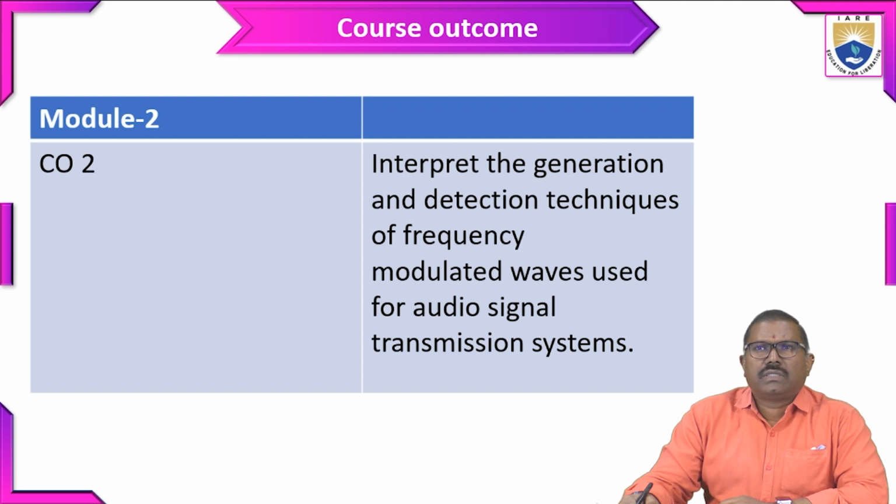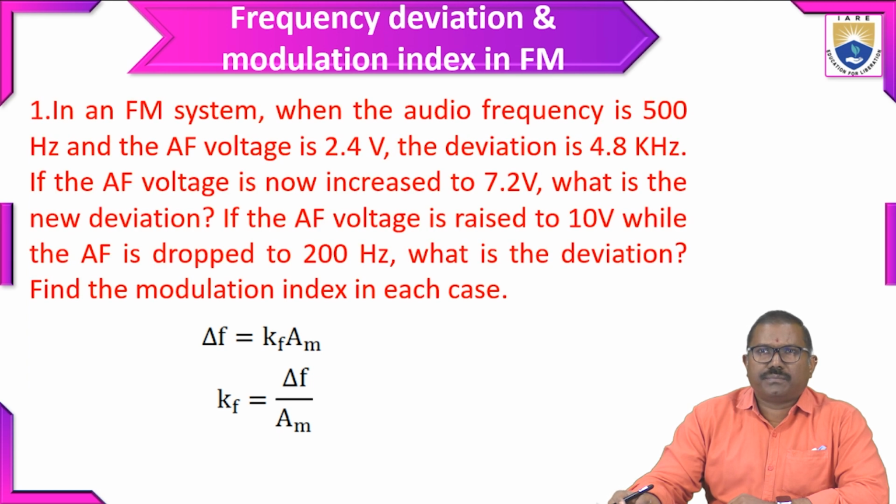Coming to the course outcome, this also covers frequency modulation and the generation and detection techniques of frequency modulated waves. This topic comes into module 2, which is covered by CO2. Course outcome 2 is to interpret the generation and detection techniques of frequency modulated waves used for audio signal transmission systems. Let us start the first problem.